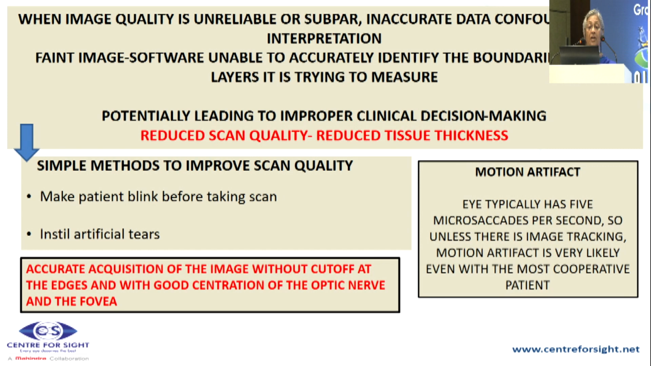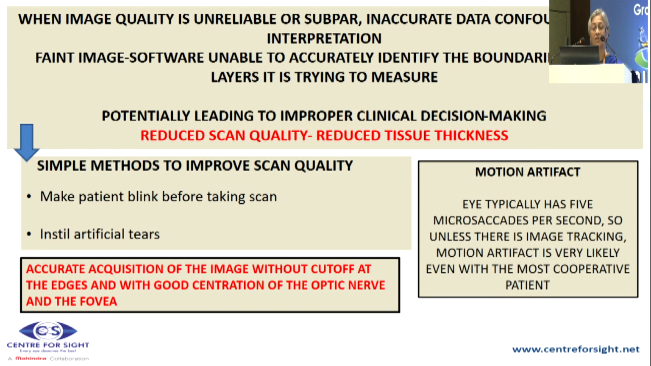So if you find your image quality is unreliable, subpar, inaccurate data acquisition is there, it confounds the image interpretation. If you've got a very, very weak image or a soft image, then in that case, the software is unable to accurately identify the boundaries of the layers it is wanting to measure. So therefore, it leads to an improper clinical diagnosis and decision making. Therefore, reduced scan quality reduces tissue thickness. I will show you one example.